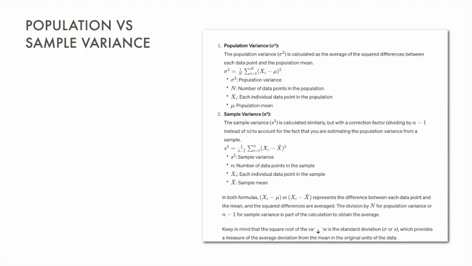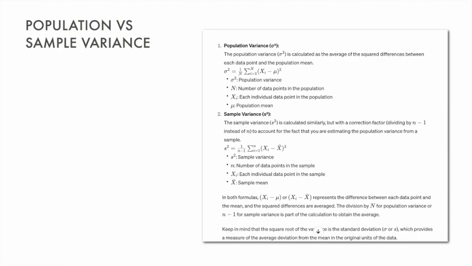So s square is equal to 1 by n minus 1, summation of i is equal to 1 to n, (xi minus x bar) the whole square. Here s square is the sample variance, n is the number of data points in the sample, xi is each individual data point in the sample, and x bar is the sample mean.